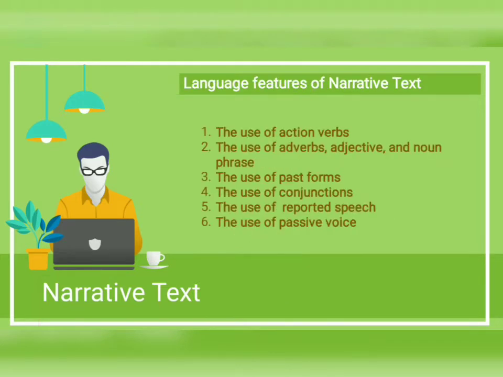Okay, next, Miss Febri will tell you about the language feature of narrative text. So, there are 6 language features of narrative text such as using of action verb, using adverbs, adjective, and noun phrase, using past form, using conjunction, using reported speech. The last is using passive voice.